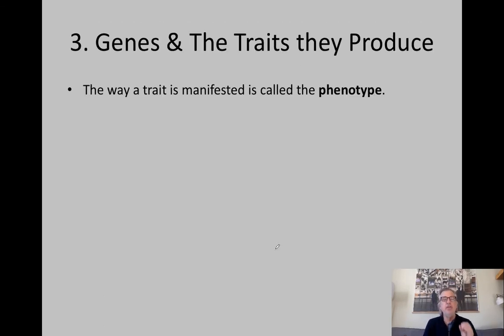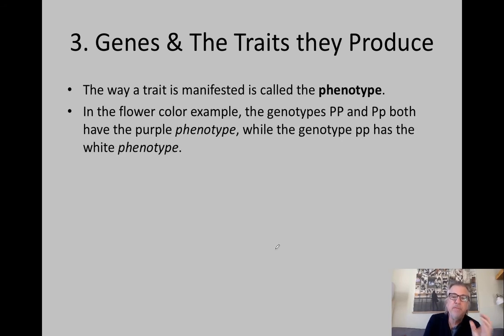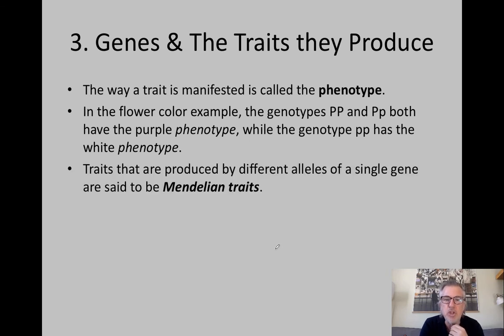I want to change topics now and bring up a new vocabulary term, which is the way a trait is manifested is called the phenotype. So in flower color, the genotypes big P, big P, and big P, little p, so the homozygous dominant and the heterozygous genotypes, both have the purple phenotype because the flowers will be purple, while the genotype little p, little p has the phenotype white. So that's an important vocabulary word that you should start to work into your usage.